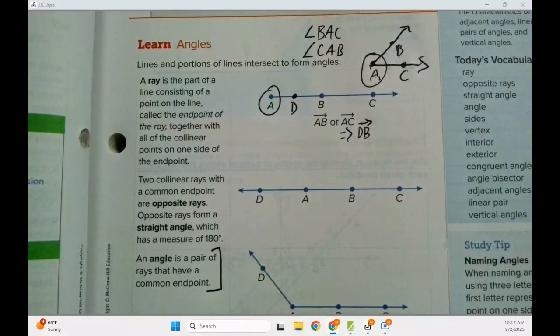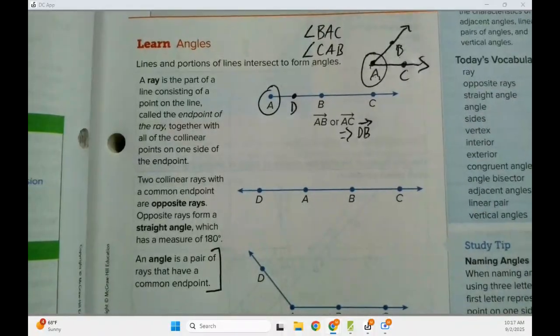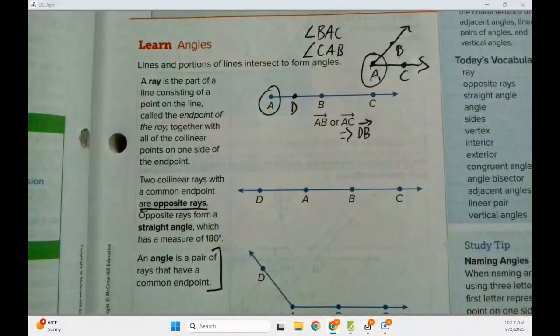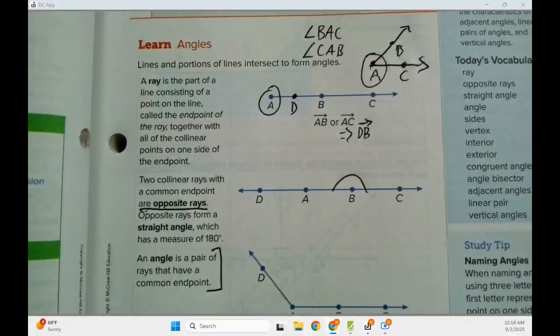If I have 2 rays that go in opposite directions, what do I call that? You can look right there. What are they called? They make a straight angle, but what are the rays themselves called? Opposite rays. So creative of mathematicians. They're literally just rays going in opposite directions. Opposite rays are just 2 rays that go in opposite directions, and they form a straight angle. With how many degrees? 180.